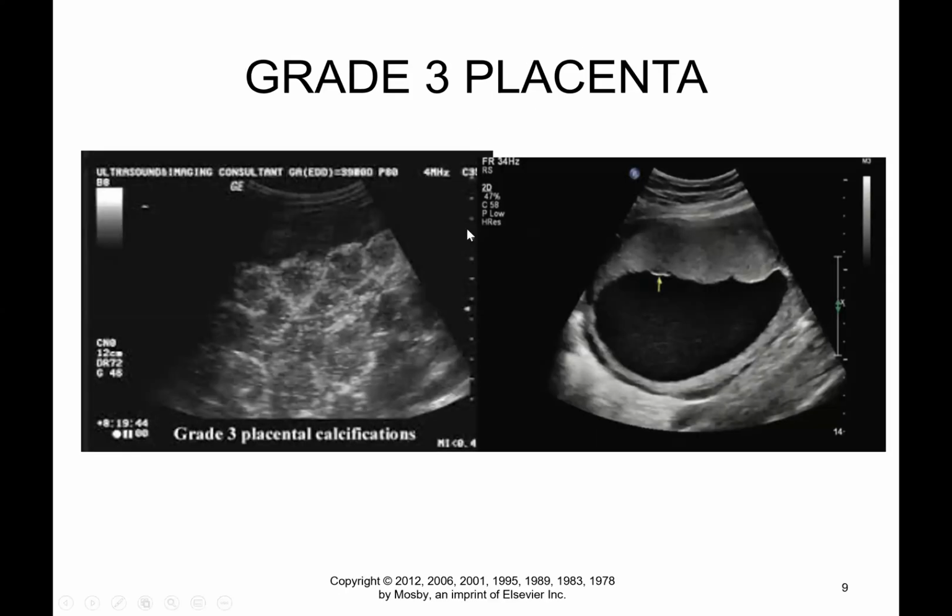So when I say grade 3 placenta, this is what I mean. On the right is a beautiful, smooth grade 1 placenta. There's no calcifications, there's no lobulations, it's just a smooth hypoechoic mass. Over here on the left side, you can see there's lobulations, calcifications. It just looks ugly, right? And this is considered a grade 3 placenta. That placenta is about to just poop out.